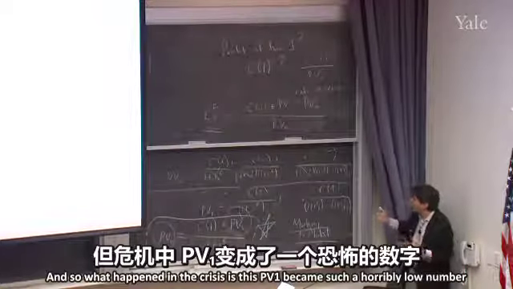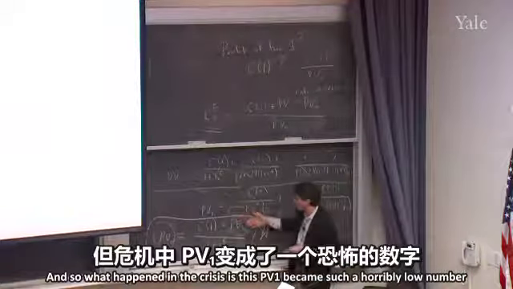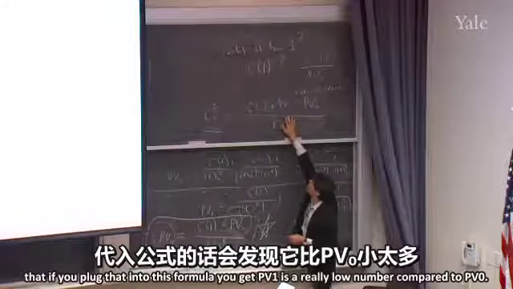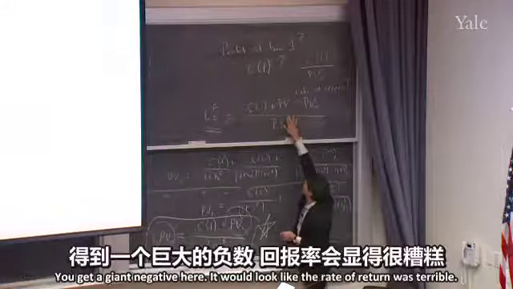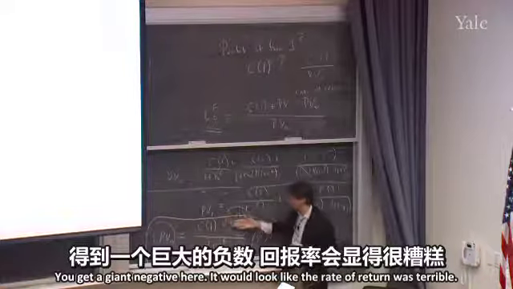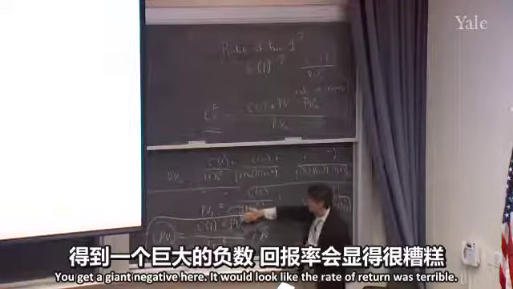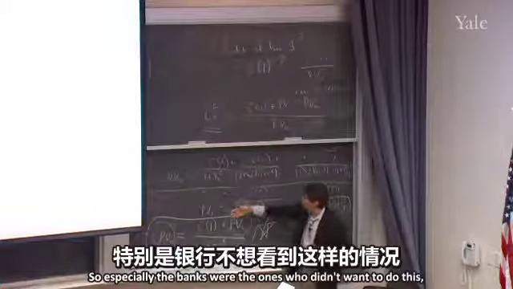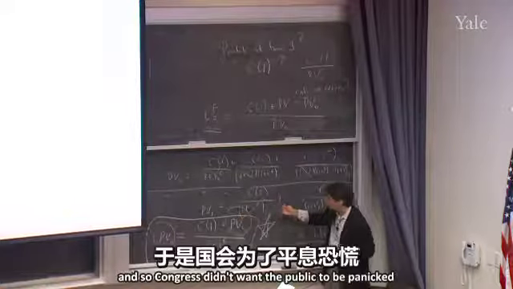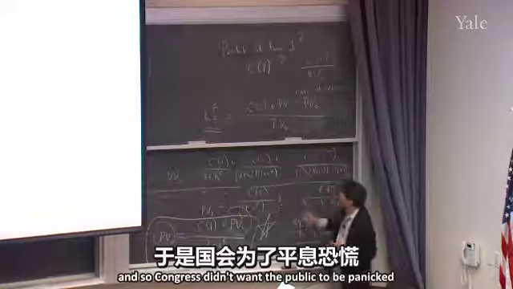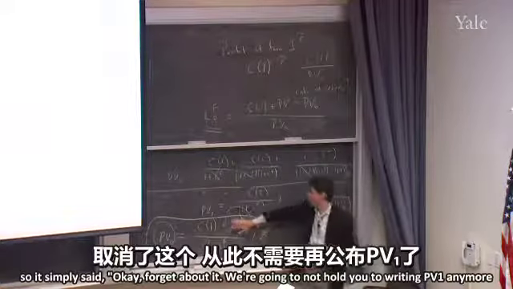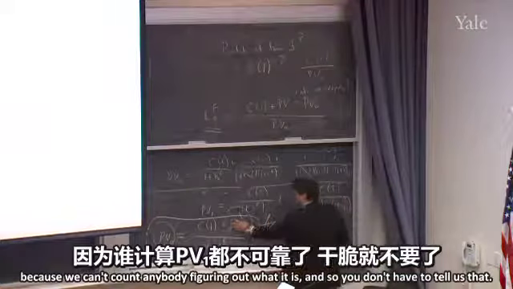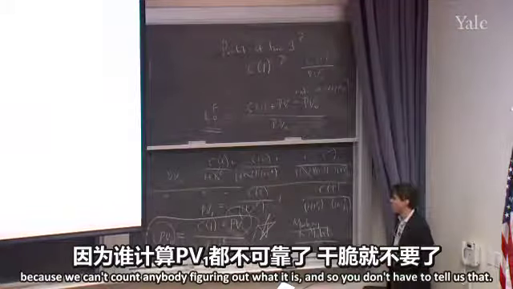Okay, and so what happened in the crisis is this PV1 became such a horribly low number that if you plug that into this formula, you get PV1 is a really low number compared to PV0. You get a giant negative here. It would look like the rate of return was terrible. Everyone would panic and think the firms had fallen apart. So, especially the banks, who were the ones who didn't want to do this, and Congress didn't want the public to be panicked, so it simply said, okay, forget about it. We're not going to hold you to writing PV1 anymore because we can't count on anybody figuring out what it is, and so you don't have to tell us that.